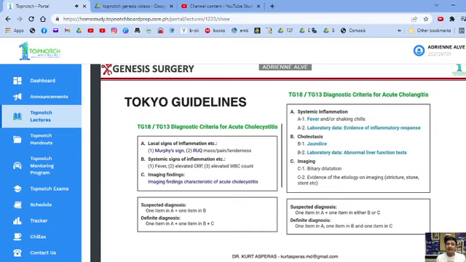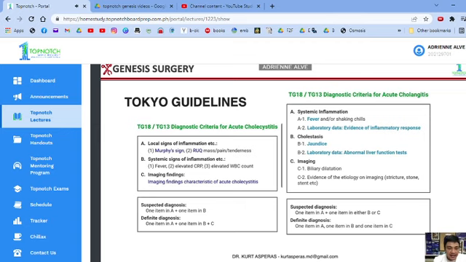Local signs of inflammation. Kailangan may inflammation talaga. Cholecystitis nga eh. Diba? And then, it can be both local and then it could be systemic also. And meron ka dapat imaging finding to diagnosis. In terms of local signs, pwede yung Murphy's sign and then right upper quadrant mass, pain or tenderness. Meron kang systemic inflammation like your fever, okay, elevated CRP or C-reactive protein, and leukocytosis or elevated WBC. And then meron kang imaging findings characteristic of acute colic.